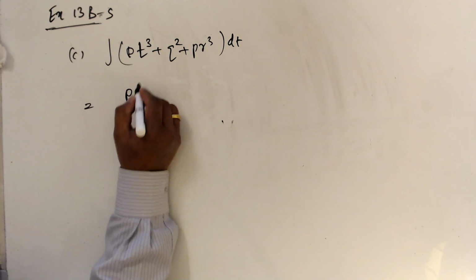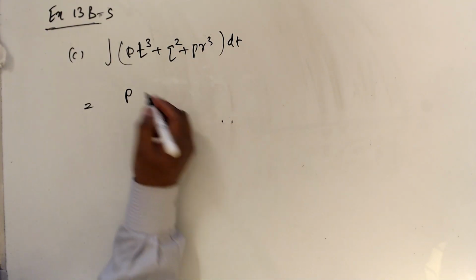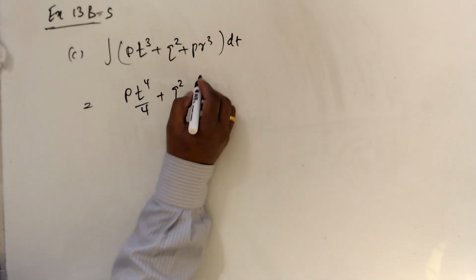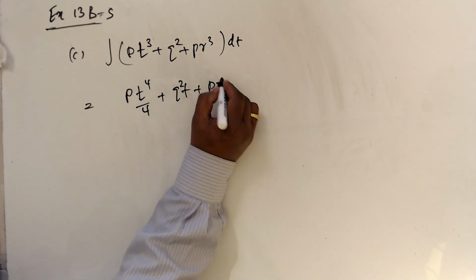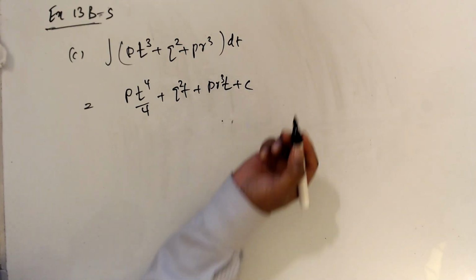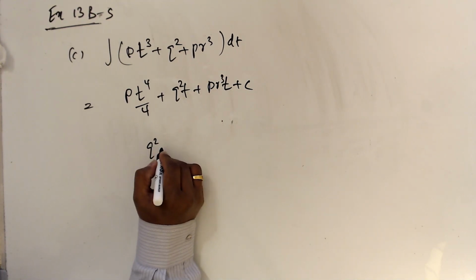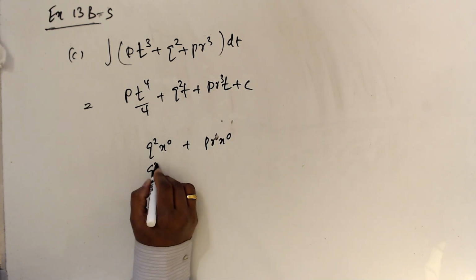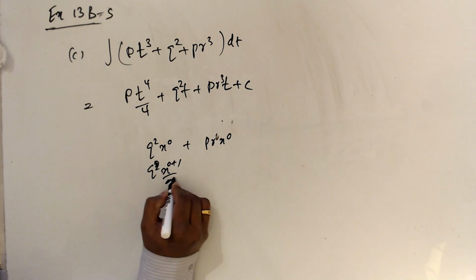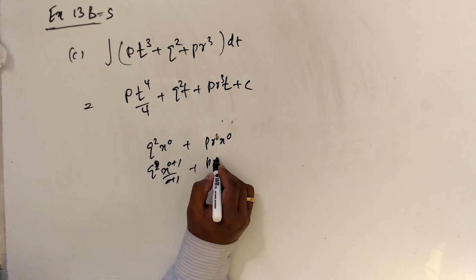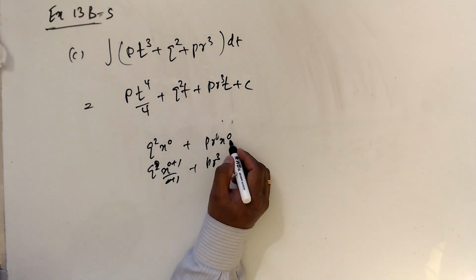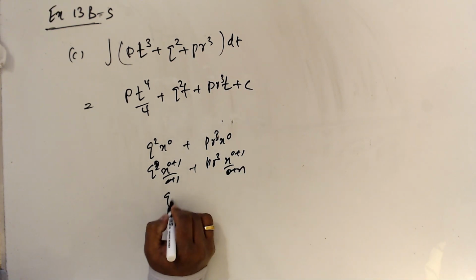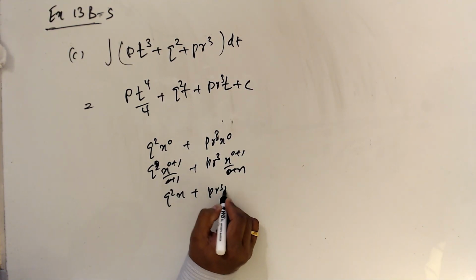This one, p is a constant, q and r are constant, so the only variable is t. So t^4/4, q is square t, and pr cube t plus c. This is q square x^0, pr q x^0. I discussed this one. x^0 plus 1, no, 0 plus 1, pr cube x^0 plus 1, no, 0 plus 1.